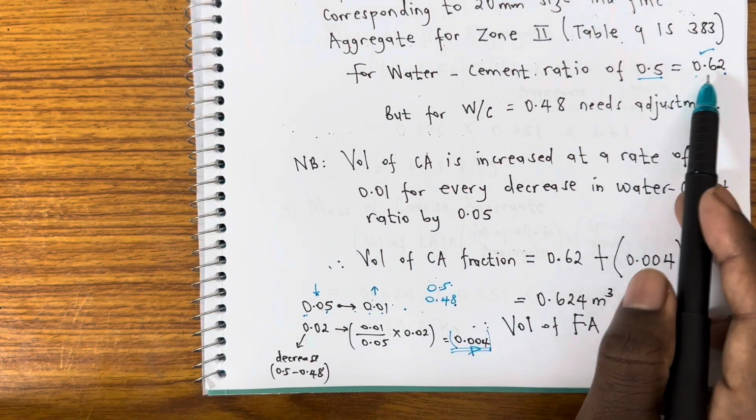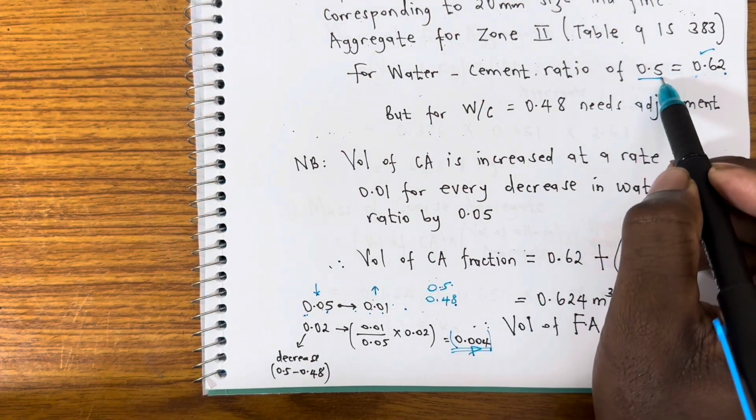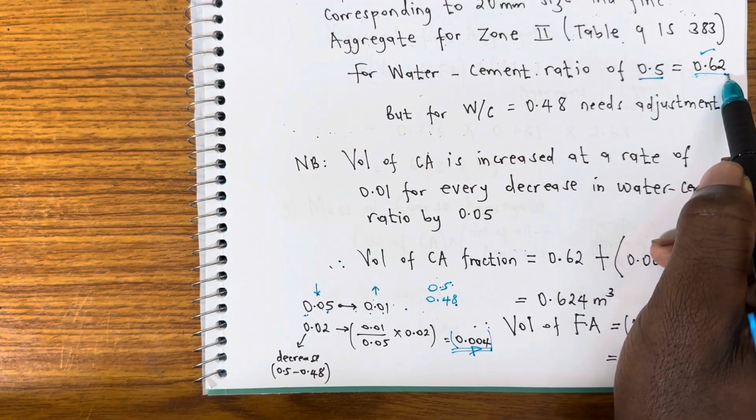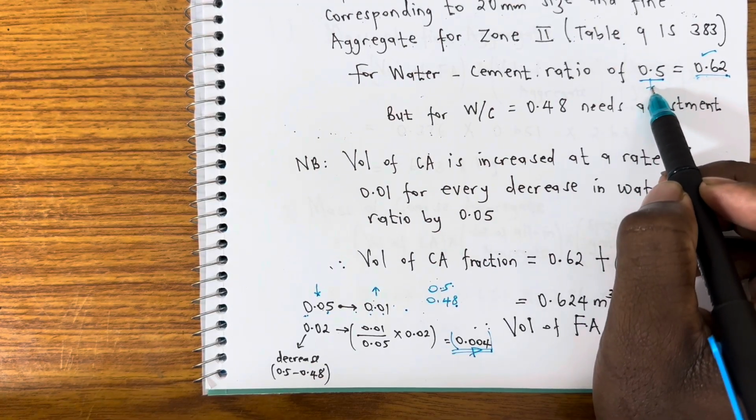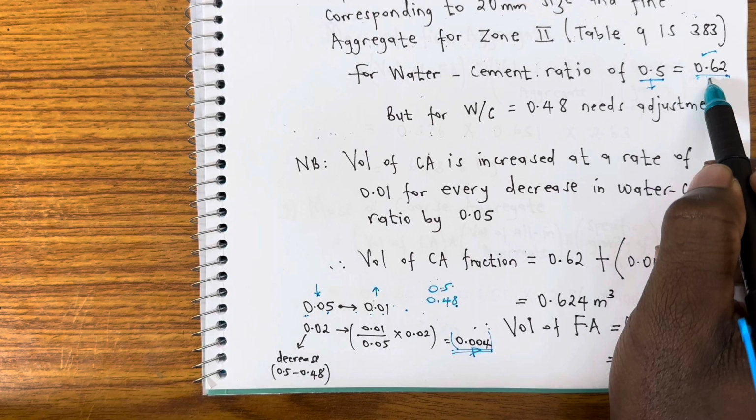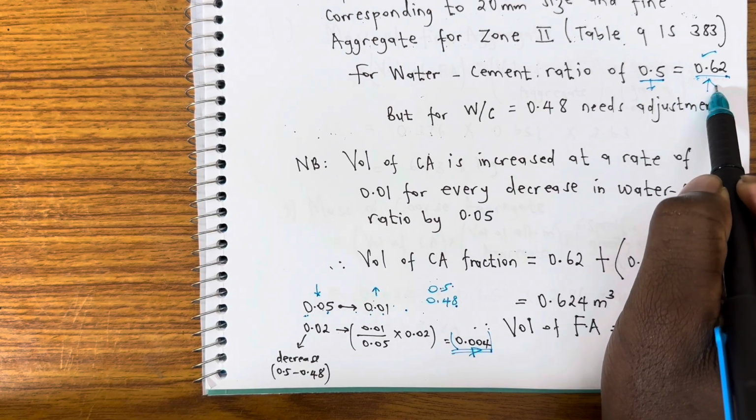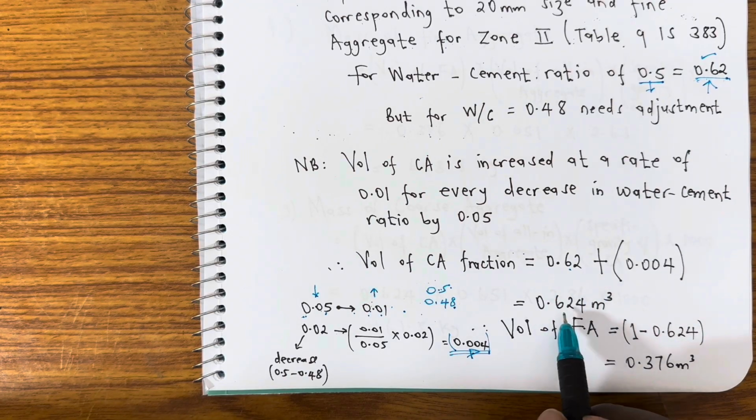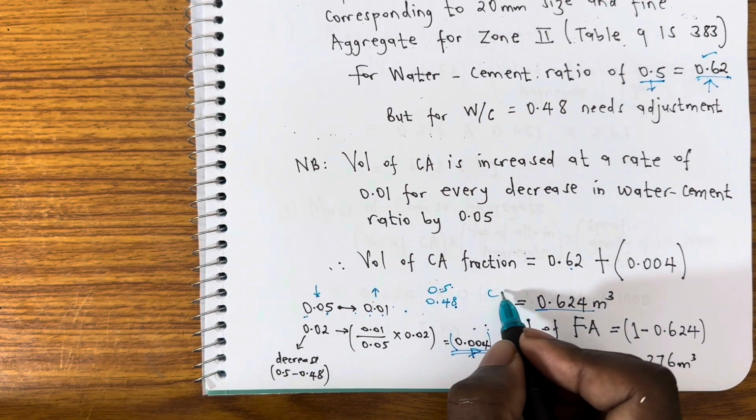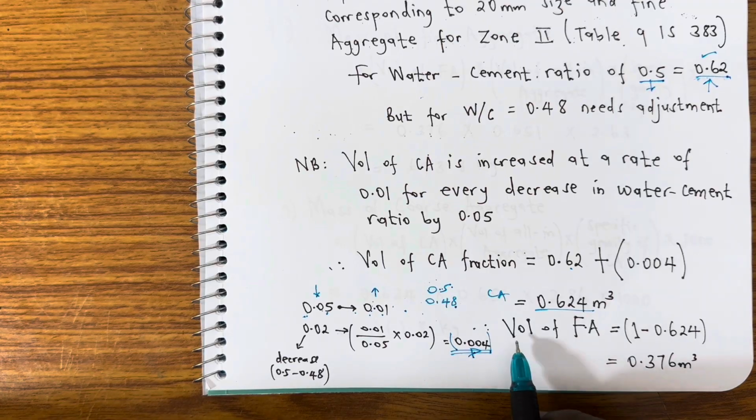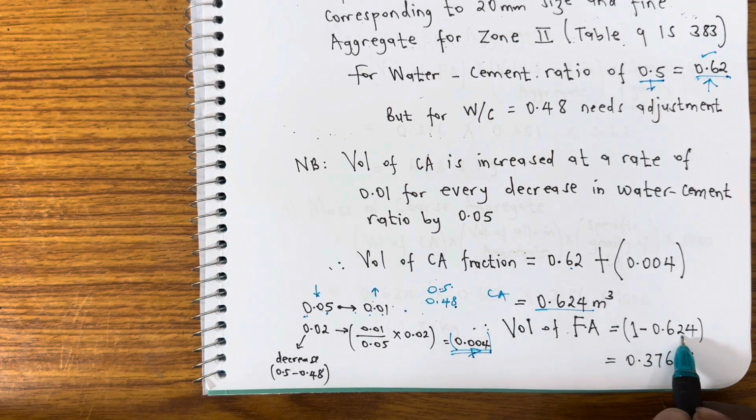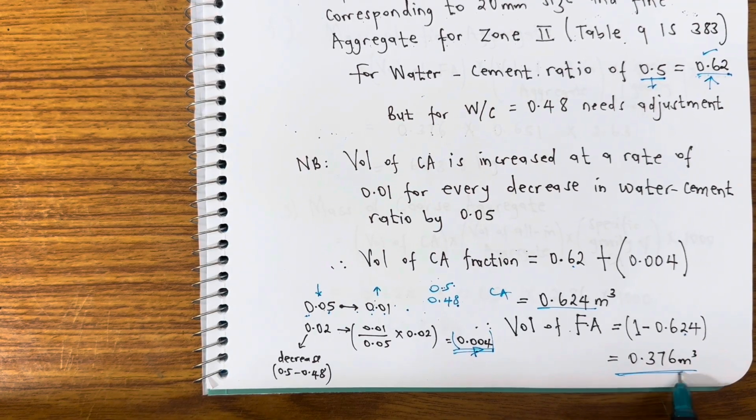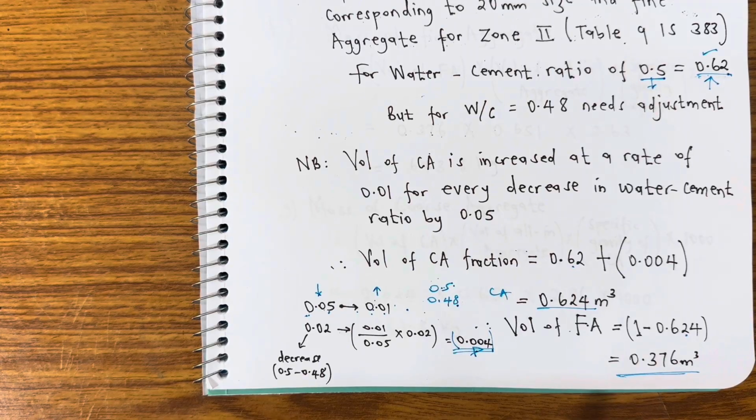0.62, because we have this water cement ratio of 0.5 equivalent to 0.62. But since there is a decrease in water cement ratio, there should be an increase in the volume of coarse aggregate. So whatever we have got, 0.004, we shall add it to 0.62. We get this. This is the volume of coarse aggregate. Then the volume of fine aggregate will be 1 minus the volume of coarse aggregate, which is the answer. I hope you've got that part clearly.